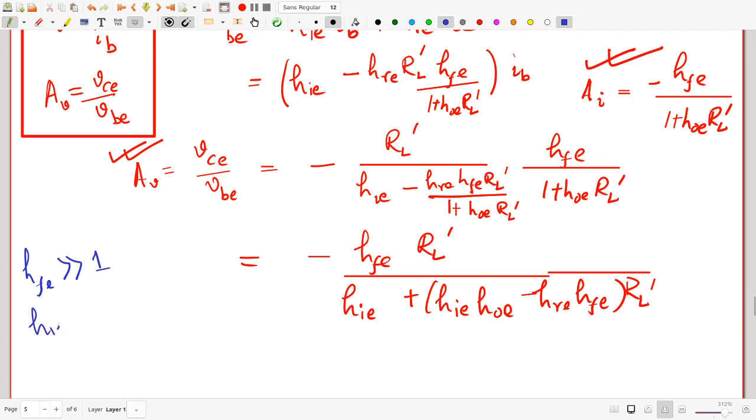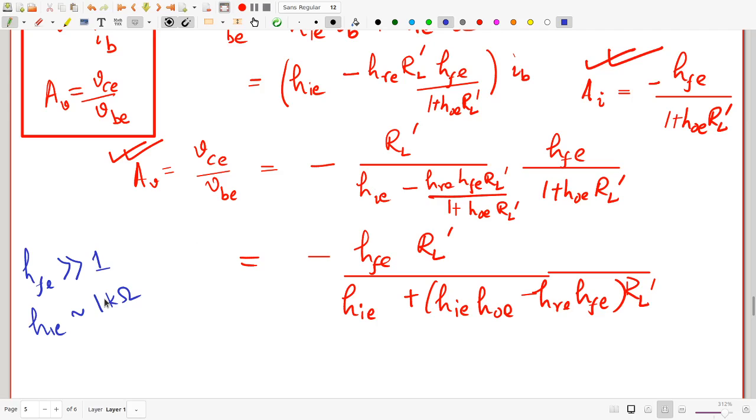HIE is typically of the order of kilo ohms. It's a resistance. Well, actually it's not 1 kilo ohm, but it's of a reasonably close order, and that means it's not a negligible resistance. You cannot drop it compared to the other things in the circuit.